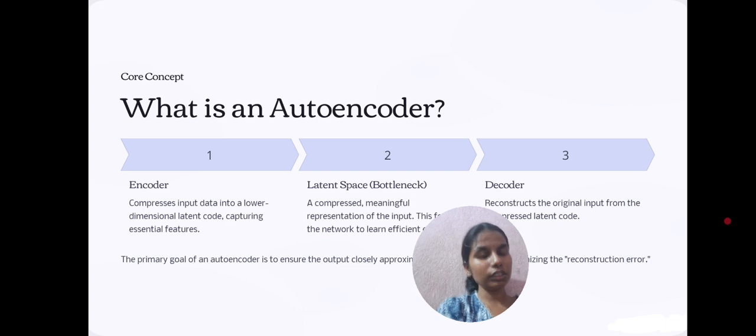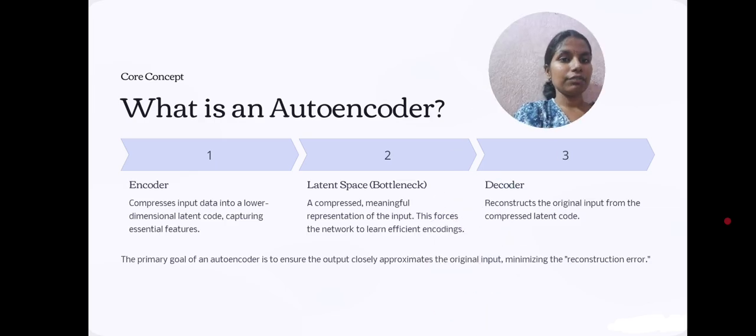What is an autoencoder? First, we need to know about the encoder. The encoder is the process of compressing input data into a lower dimensional latent code, capturing only the essential features. The second is latent space, which is a bottleneck, a compressed meaningful representation of the input that forces the network to learn efficient encoding. And the third is the decoder, which reconstructs the original input from the compressed latent code.